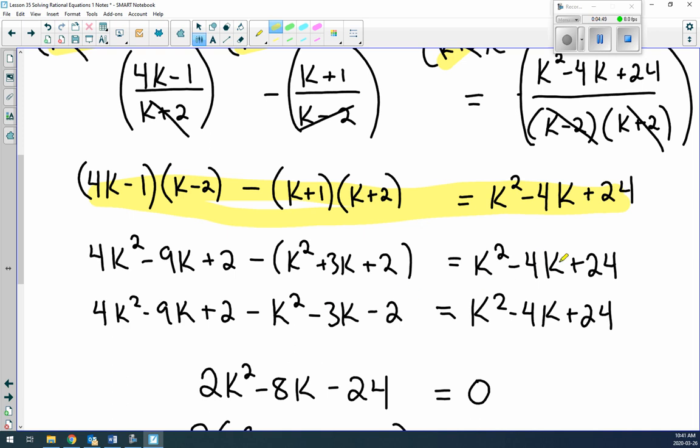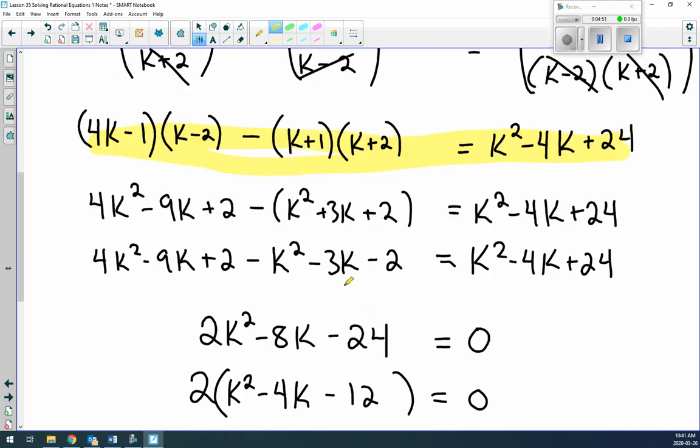And the next part here, we just wrote it out again. So now this is the main line here. So if you look, we got rid of the brackets. So negative times k squared is negative k squared. Negative times positive 3k is negative 3k. And negative times positive 2 is negative 2. Don't skip that. That's really important. And that's where a lot of students will make their mistakes.